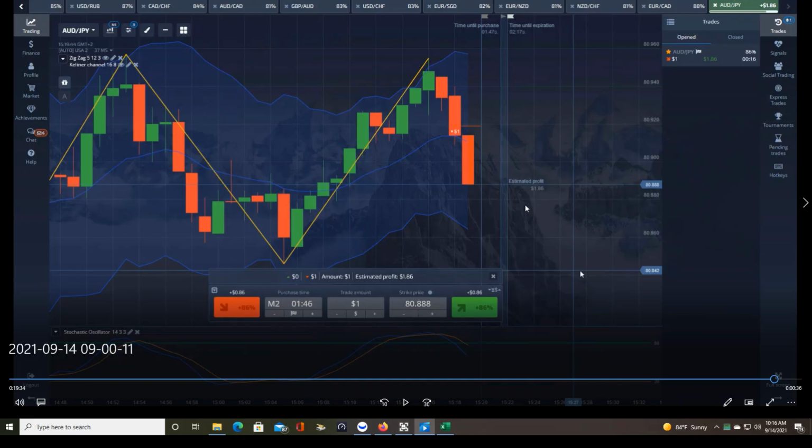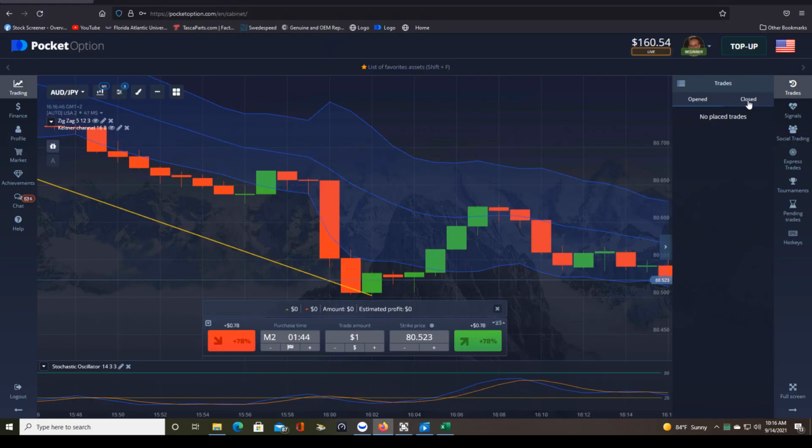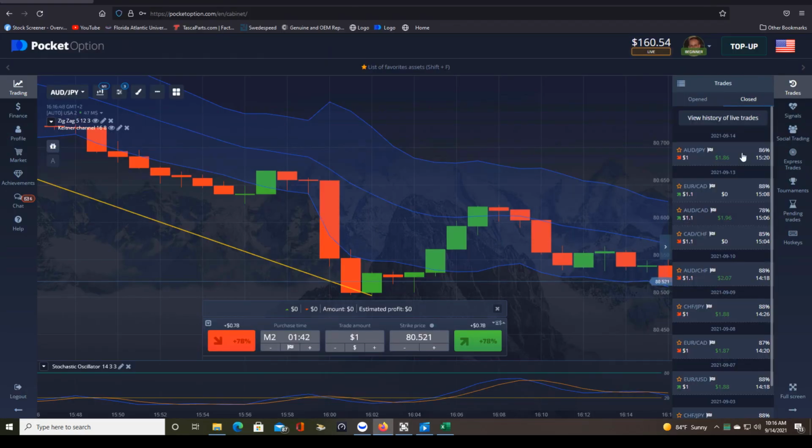So let's take a look at the account live, and I already have it open here. No open trades. Here's our closed trades. This is the trade that we were looking at in the video. So obviously we won that trade, and we won it by quite a lot.